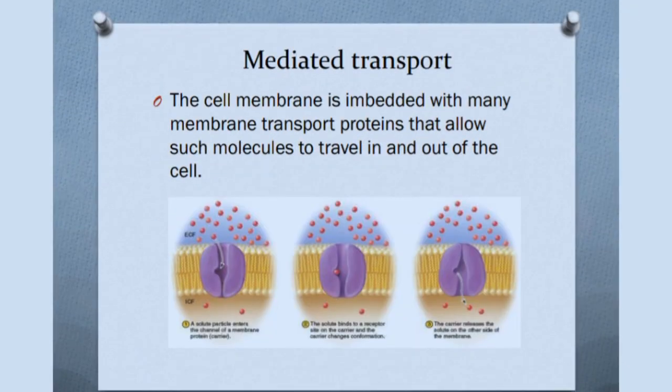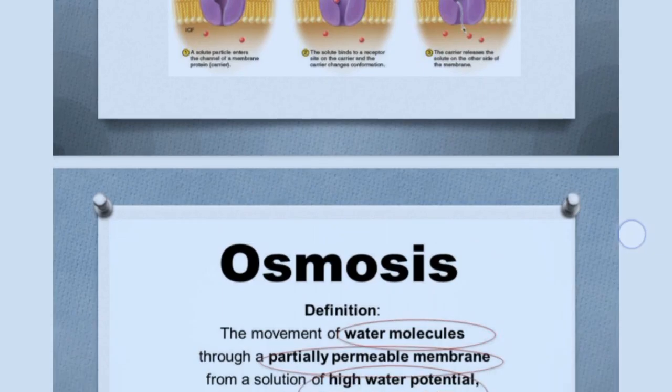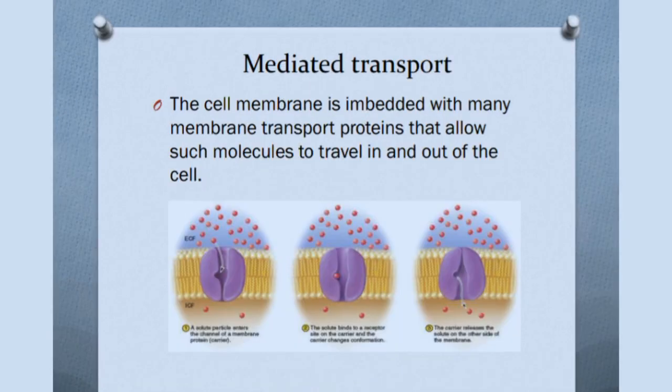Here you can see the active transport or mediated transport. The cell membrane is embedded with many membrane transport proteins that allow such molecules to travel in and out of the cells. It is also called mediated transport. The facilitated transport and active transport are also called mediated transport because here the mediator, that is protein molecules, are used to facilitate the transport. So these are the types of mediated transport.